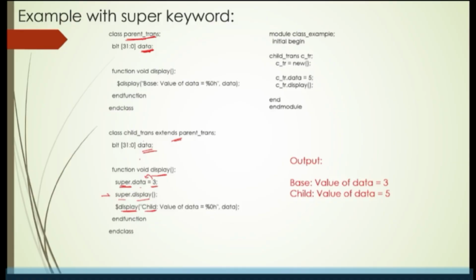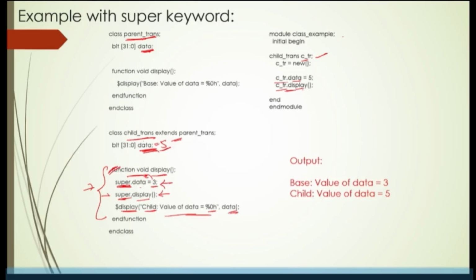Now this is my display for the child class: value of data equal to percentage h, data, and then end function. This is the function that I am writing in my child class. So within the child class, I am calling my parent class handle by using the super keyword. Again within the module, I have created only the handle for my child, ctr, and now ctr dot data equal to 5. That means I am assigning the value as 5 here. Now ctr dot display, again I am calling this display function.